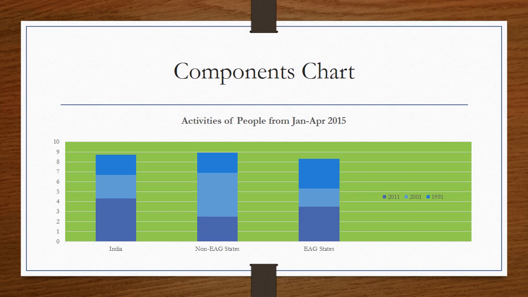Similarly, a title should be there in the component chart, that is activities of people from January to April 2015, and the bar will be there. Within one bar we are having a subdivision of two to three components, and then we have the same x-axis and y-axis. So this is about the component charts.